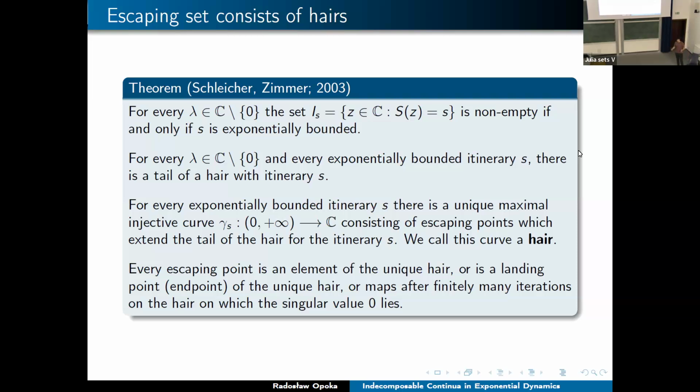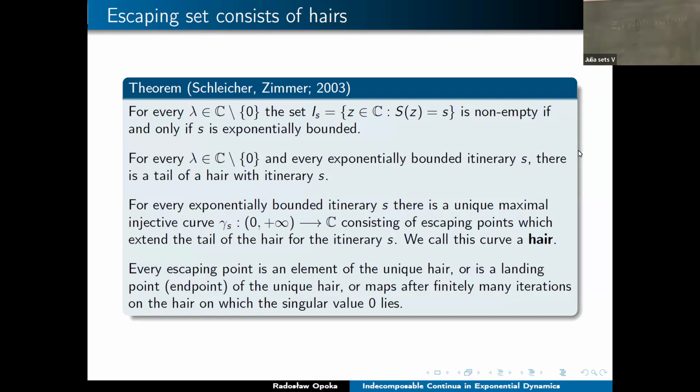And using the equation, I will write it. If we use such a functional equation, e lambda of gamma S of t equals gamma shift of S of F of t, we can extend all these tails and construct whole hairs, which are curves parametrized by the half line from 0 to plus infinity.